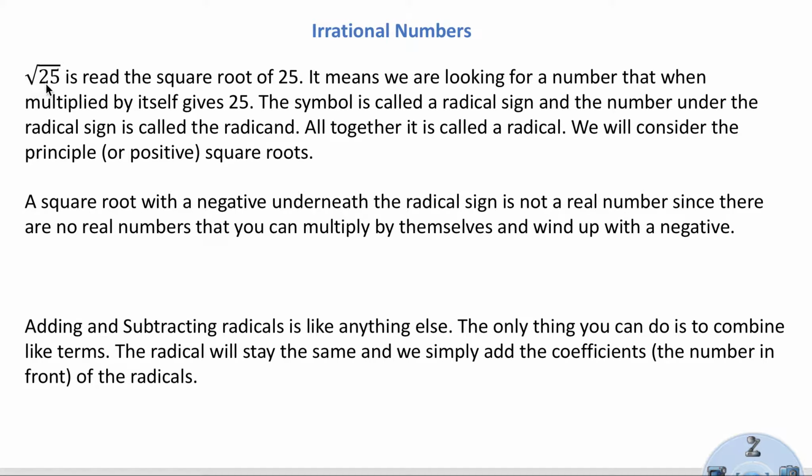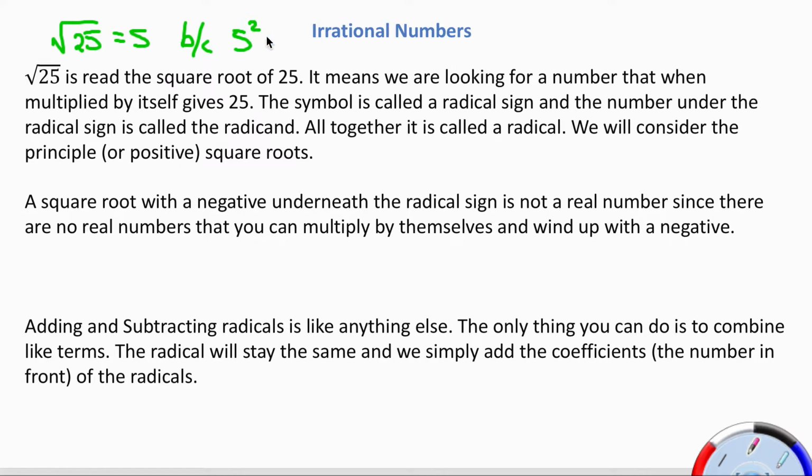So the square root of 25 is read, the square root of 25. It means we're looking for a number that when we multiply it by itself gives us 25. Okay, so that would be 5. The square root of 25 equals 5 because 5 squared, or 5 times 5, is 25.